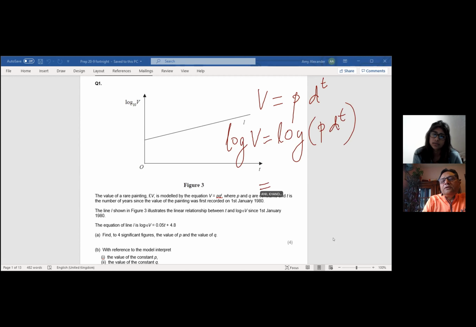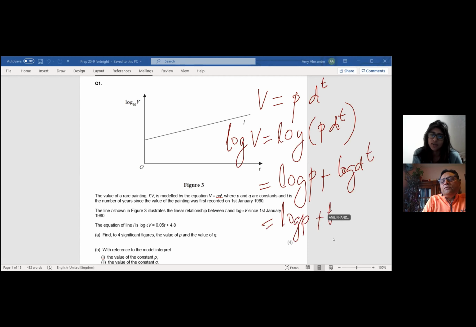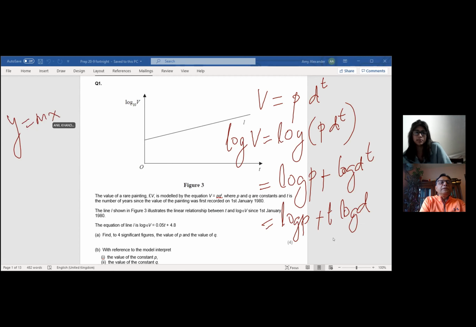Yeah. Applying the logarithmic rules, we get log of p plus log of d to the power of t. And that gives you log of p plus t log of d. Do you see that? Actually, we get a linear form, y equals mx plus b. This is log of v. So compare this with y equals mx plus b, right?